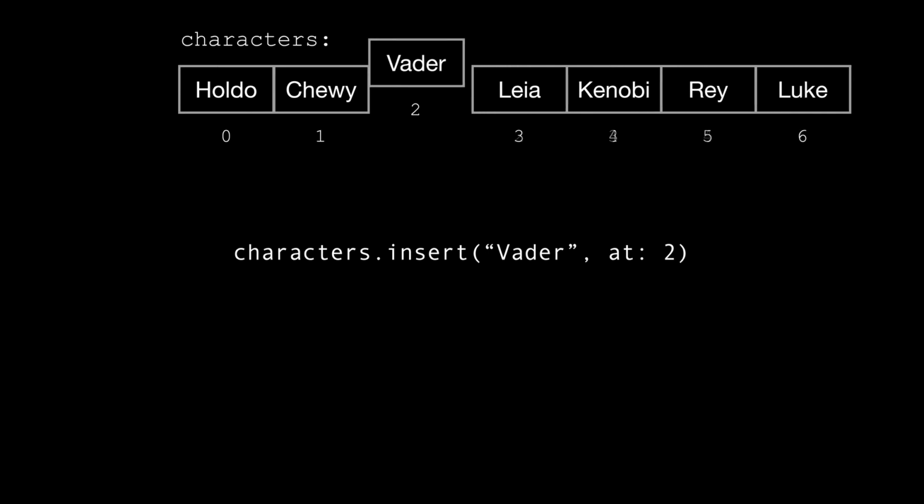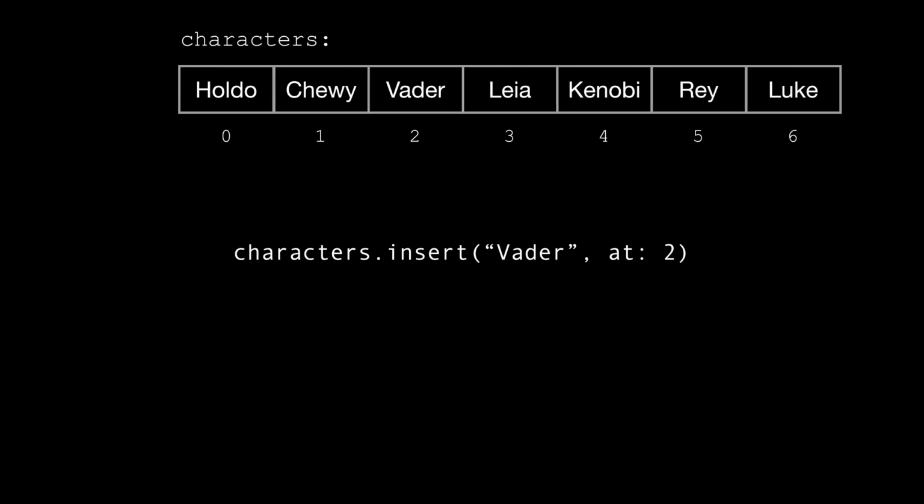So here we go. We're going to split them apart. We put a new element, a string Vader, and it gets the index 2. And Leia, Kenobi, Rey, and Luke, which used to be 2, 3, 4, and 5, get their indices changed to 3, 4, 5, and 6. So again, we've added a new element, a new string to this array, and so now there are 7 elements instead of 6.